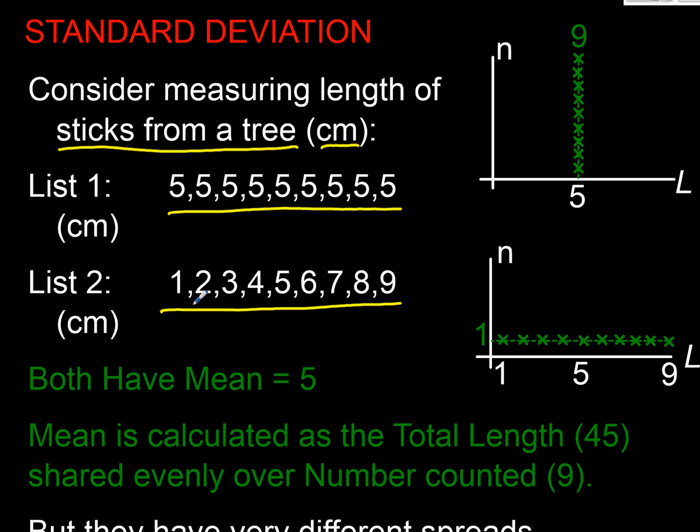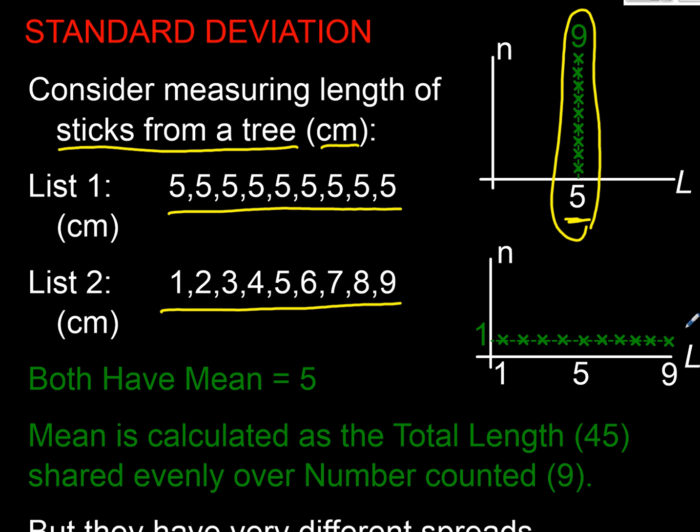Looking at our first list here, we can see that every one of these sticks is 5 centimeters long. We've got 9 of them. So our distribution is very narrow, isn't it? In fact, it's got a single value. So we know the mean's 5.